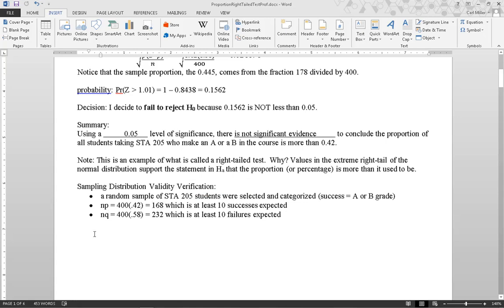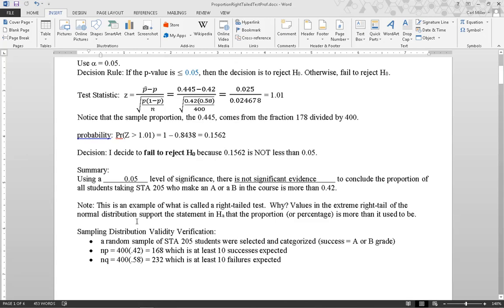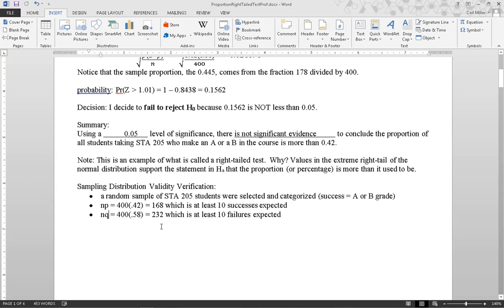And then n times q, or n times 1 minus p, is 400 times 1 minus 0.42, which is 0.58. Notice that's the same number in the denominator of your z-score calculation. That turns out to be 232. That number also needs to be at least 10 in this case. So all three conditions are met, so the hypothesis test is valid.